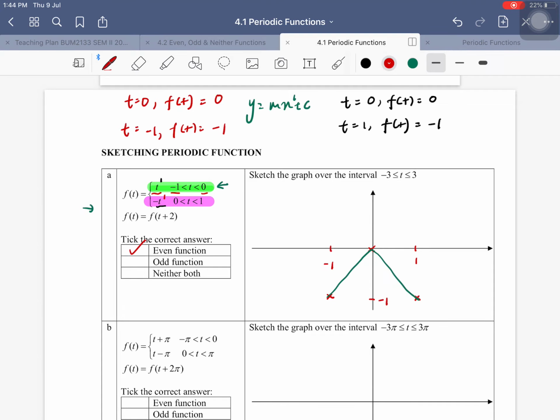When we sketch a periodic function, there is not only going to be one cycle, there will be multiple cycles. And how do we know how many cycles we should sketch? That is going to be based on the values given right there. So you have to sketch your graph from -3 until 3. Therefore, let's extend this. Let's say this is going to be -2 and -3. So this is 1, 2, and 3.